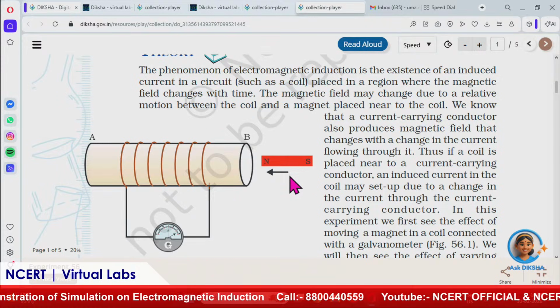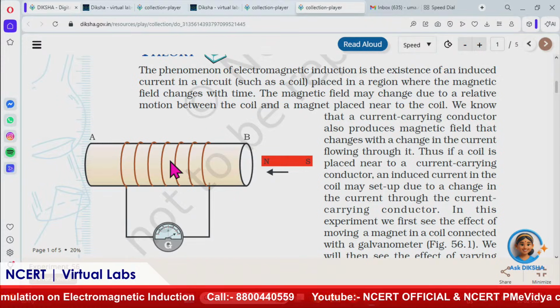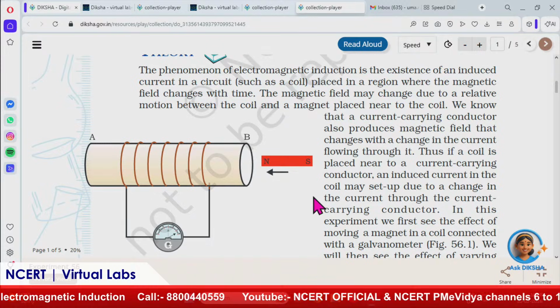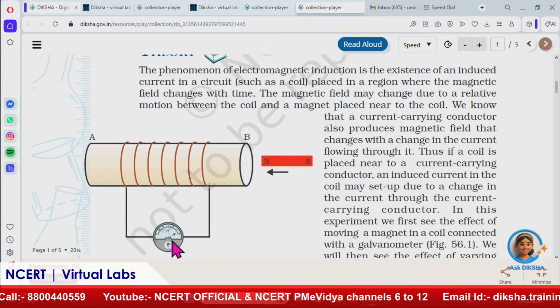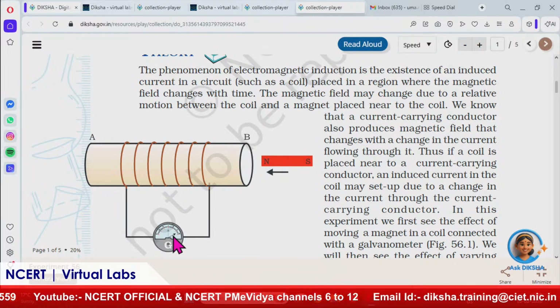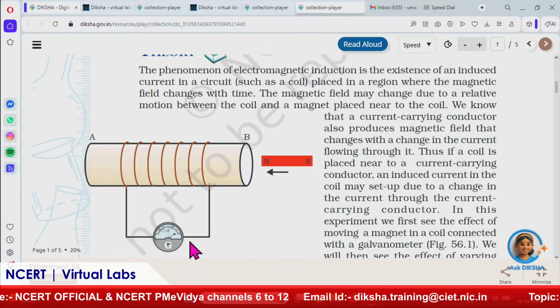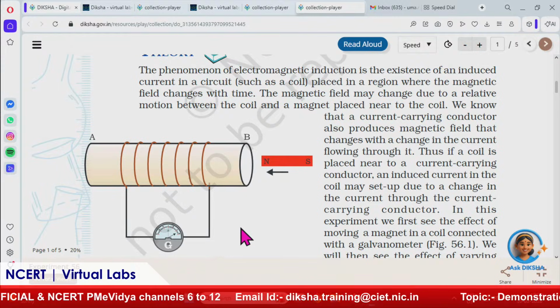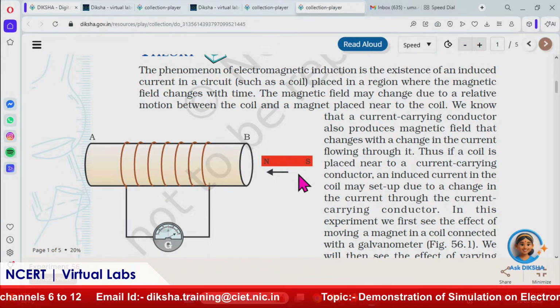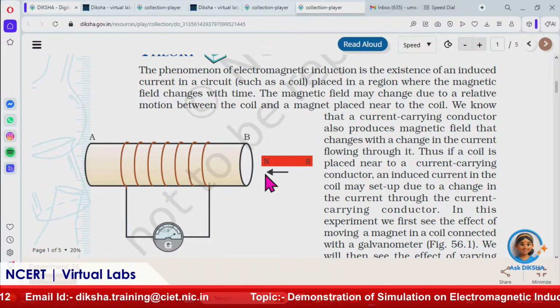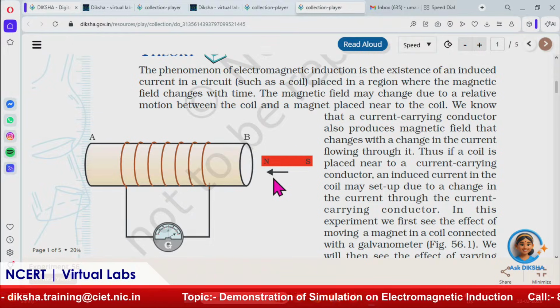Means if this bar magnet is at a stationary position and this coil is also not moving, in that case there is no change in the magnetic field. So no deflection in the galvanometer is found. That means no current is produced. So this is the first condition of electromagnetic induction. Then, by the name itself we can say magnetic field. See, there are two scenarios.